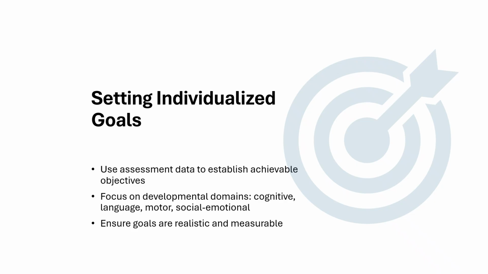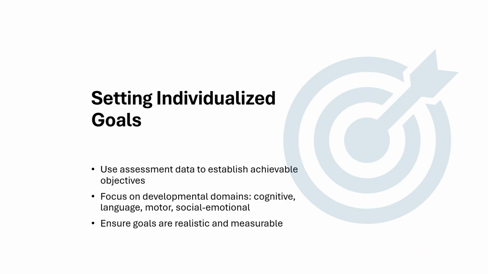After assessing individual needs, the next step is to develop individualized goals for each student. The goals should be based on the assessment data and reflect the child's developmental stage. Of course, goals can target various domains, whether it's cognitive, language, motor, adaptive, social, or emotional. And then the objectives should be those SMART goals: specific, measurable, achievable, relevant, and time-bound.